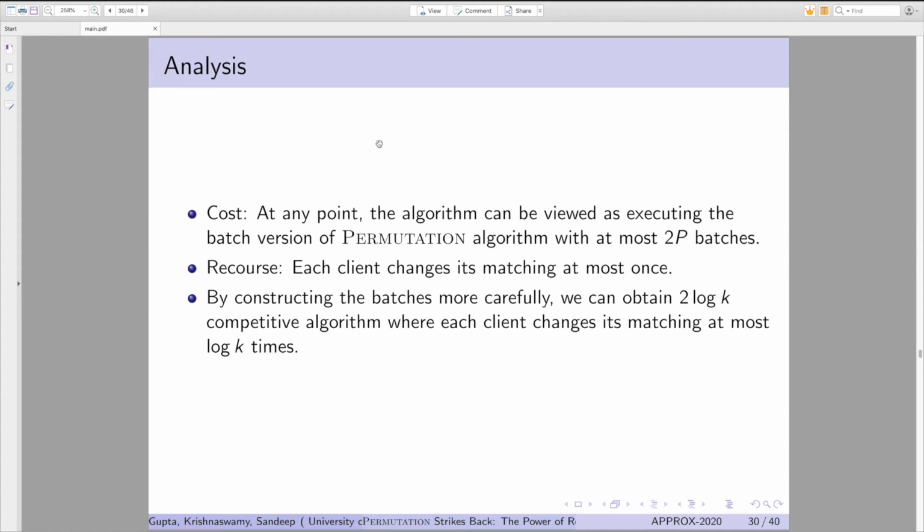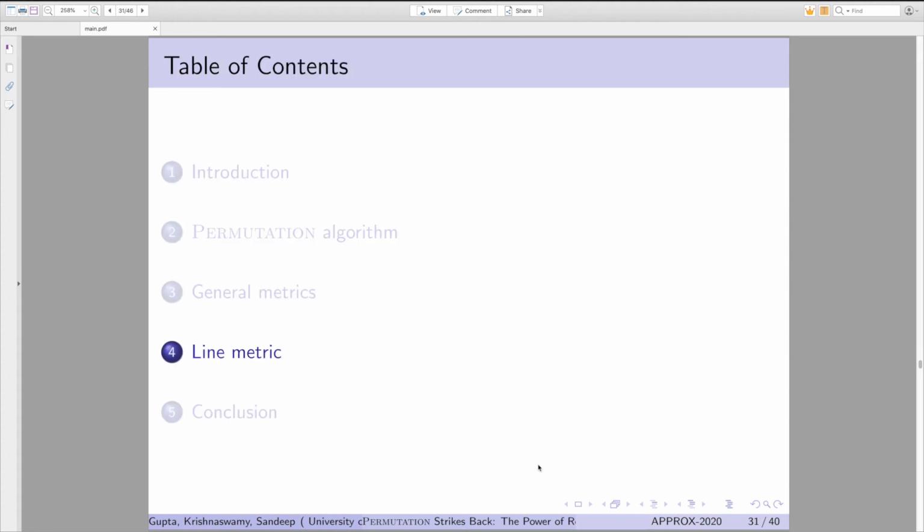This is just an example, and we can modify it to get log k competitive ratio and also log k recourse. We now present our algorithm for the line metric.